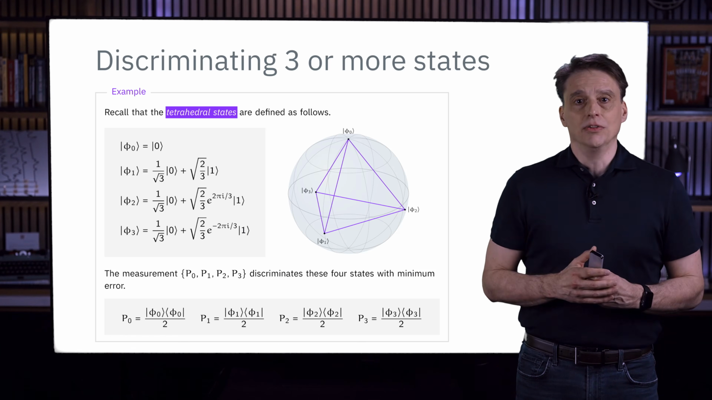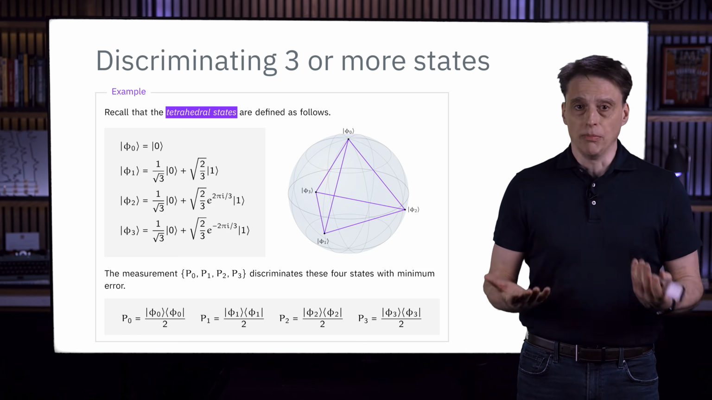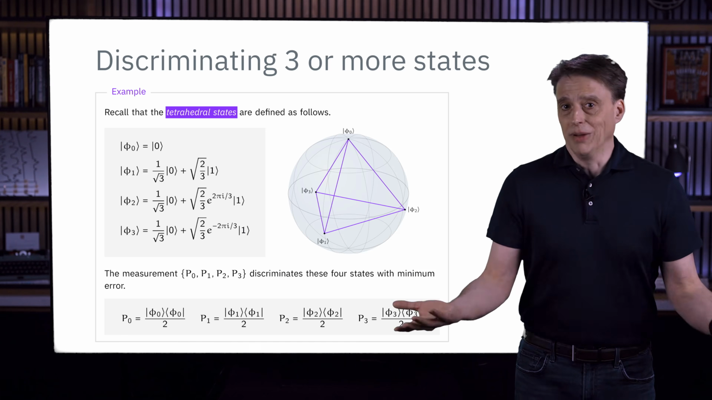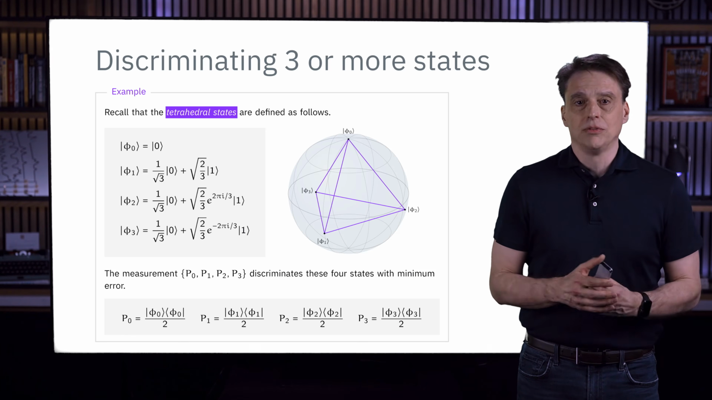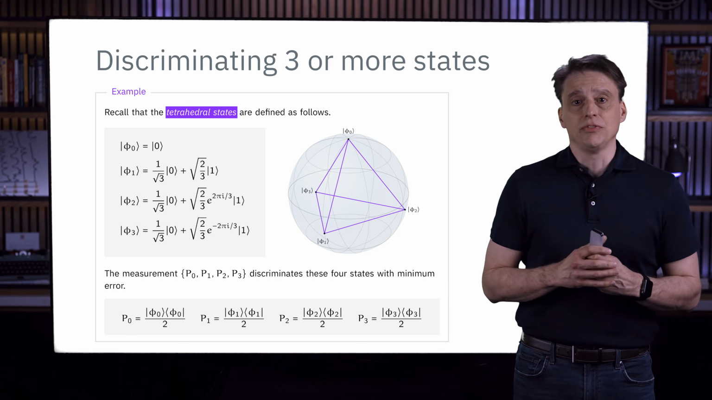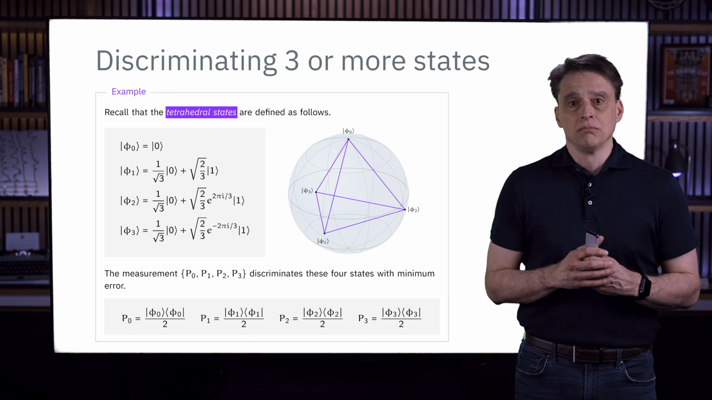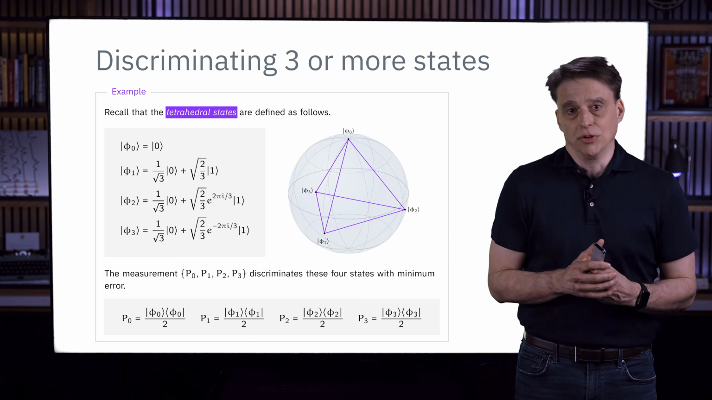Specifically, what happens here is that the measurement is always correct with probability 1/2, which isn't bad because there are four alternatives. So the probability of a correct guess is twice as good as random guessing, and it happens to be the best that you can do for these states.